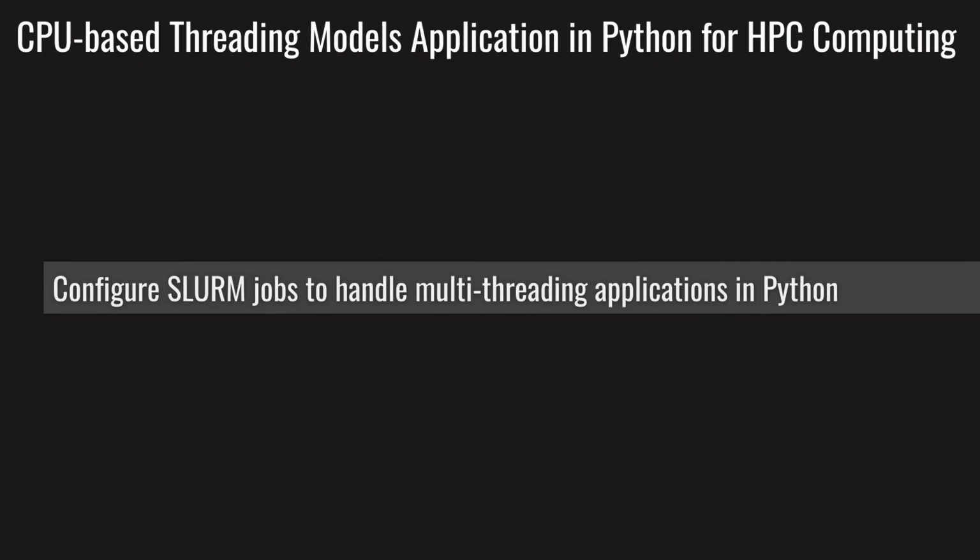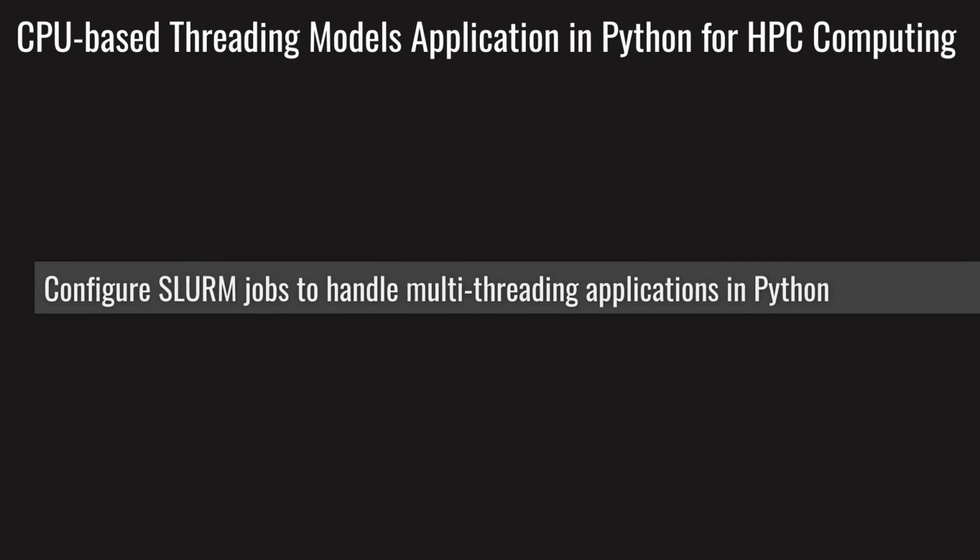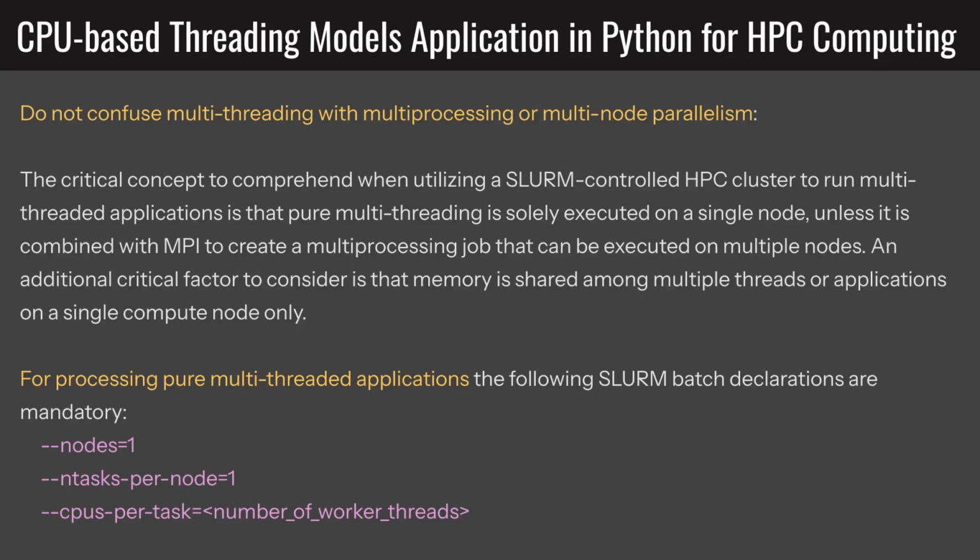We cannot avoid discussing how to work with Slurm to manage Python multi-threading applications, because we are speaking to an audience of HPC researchers. Do not confuse multi-threading with multiprocessing or multi-node parallelism. The critical concept to comprehend when utilizing a Slurm-controlled HPC cluster to run multi-threaded applications is that pure multi-threading is solely executed on a single node, unless it is combined with MPI to create a multiprocessing job, whose execution can be performed on multiple nodes.